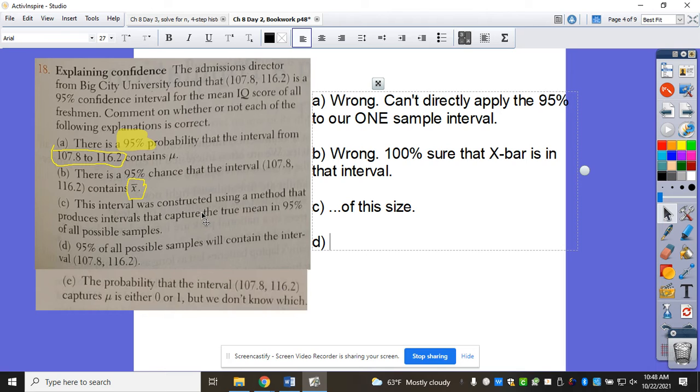D, 95% of all possible samples will contain the one interval 107.8 to 116.2. True or false? That doesn't sound right at all. They're not all going to be the exact same. They're going to be different. So that one's just completely wrong.